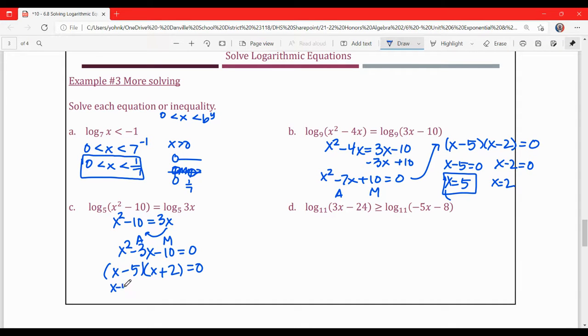So this gives me x minus 5 equals 0, or x equals positive 5. X plus 2 equals 0, or x equals negative 2. Check to see if you plug them in if it makes it less than 0. If I plug negative 2 into 3 times negative 2, I get negative 6. Doesn't work. If I plug in 5, 5 squared is 25. 25 minus 10 is 15. That works. 3 times 5 is 15. That works. So my answer is x equals 5.